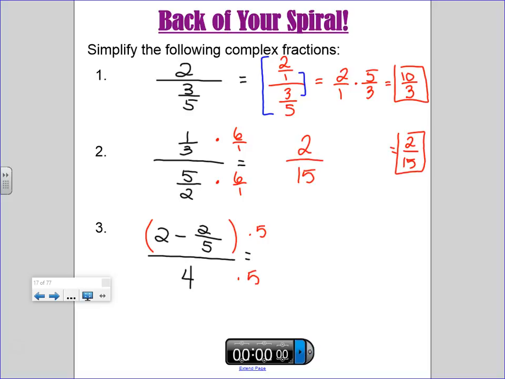Why is this legal? Because I'm multiplying the same top and bottom. I'm multiplying by 1 creatively. What happens on top? What's 5 times 2? 10. Minus. What happens when I go here? Right? It cancels out.